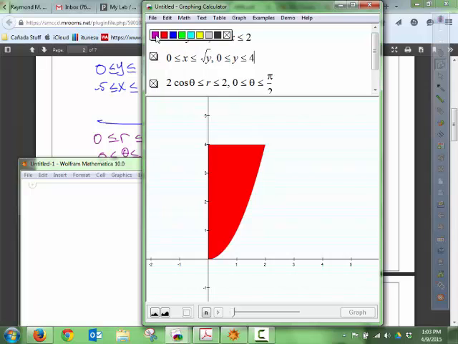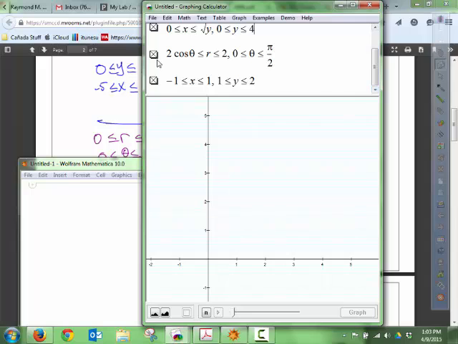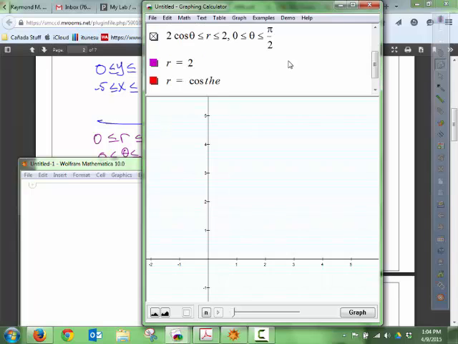So yesterday we did stuff in polar coordinates. One of the limits that we came up with in polar coordinates was this circle, r equals 2, and then another circle, r equals 2 cosine theta. And we wanted the part of this in the first quadrant, so our theta went from 0 to pi over 2.